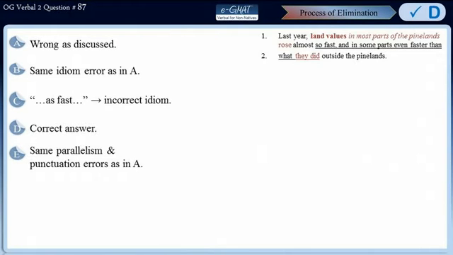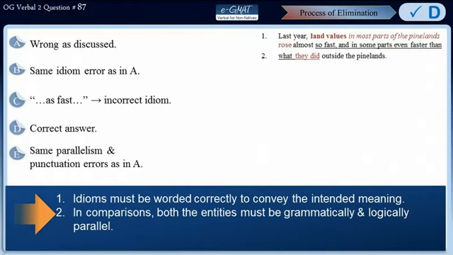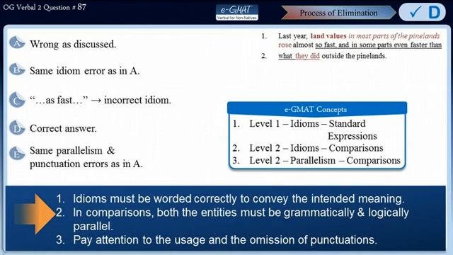Let's take a look at the takeaway messages now. Idioms in the sentence must be worded correctly to convey the intended meaning. Also, in comparisons, both the entities compared must be grammatically as well as logically parallel to each other. Also, pay attention to the usage and the omission of punctuations. The concepts tested in this sentence have been covered in e-GMAT concepts. Level 1, idioms, standard expressions. Level 2, idioms comparisons, and level 2, parallelism comparisons.